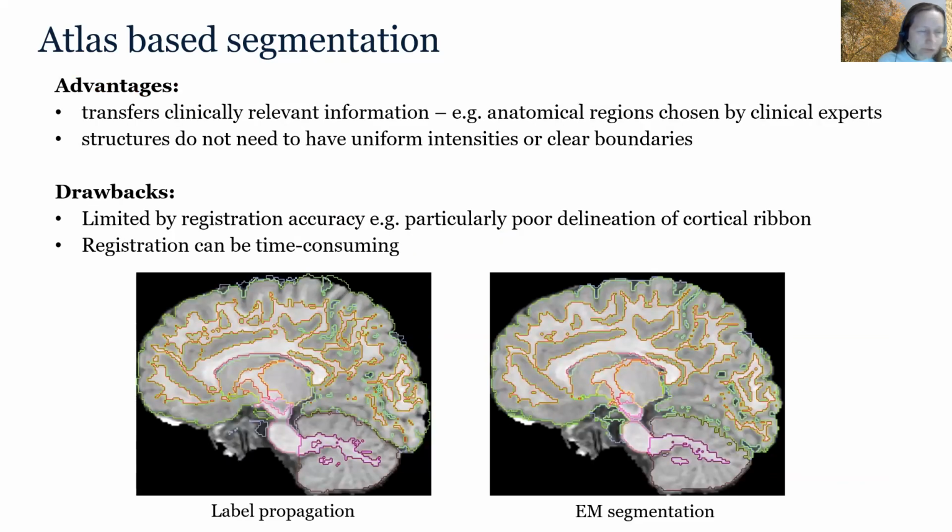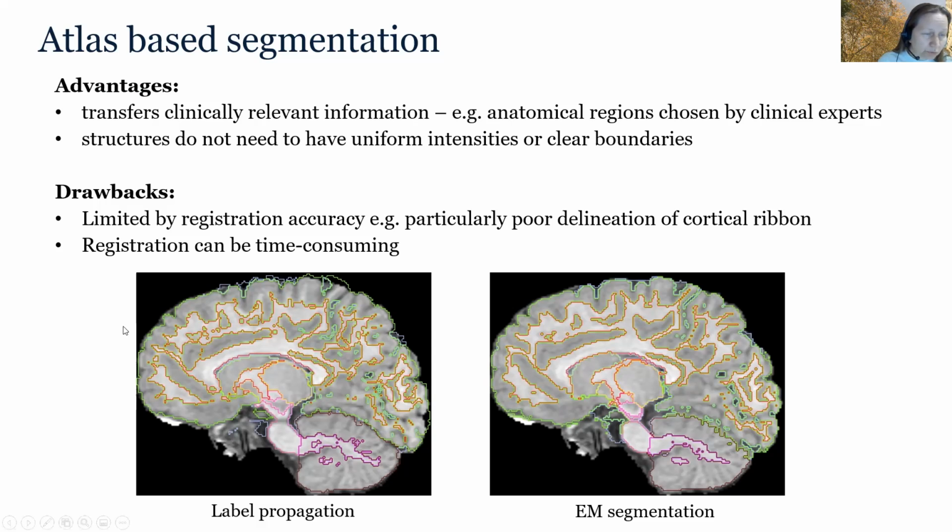So this approach has a significant advantage compared to intensity-based approaches because it can transfer clinically relevant information that is chosen by clinicians. And the regions in this type of segmentation do not need to have uniform intensities, and sometimes they don't even need to have clear boundaries. So that way clinicians can choose what we will segment rather than relying on intensities of the image to determine what we are able to segment.